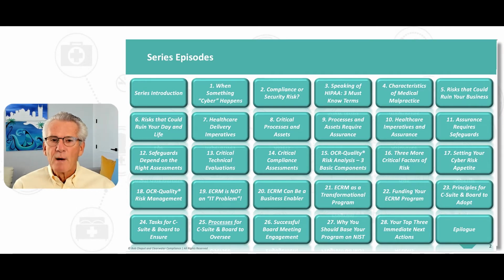Once again, as a reminder of where we are on our journey, and how we'll go about achieving our objectives and covering some of the themes in this series, this is the overall roadmap. We're in episode 2, where we're going to be talking about compliance risk versus security risk. As I mentioned in earlier episodes, I'm contemplating between 25 and 30 episodes for the whole series.